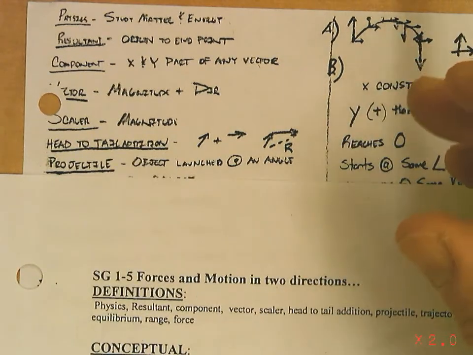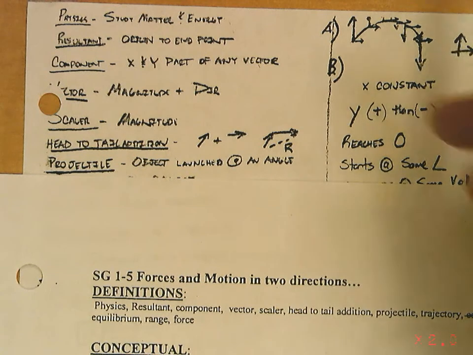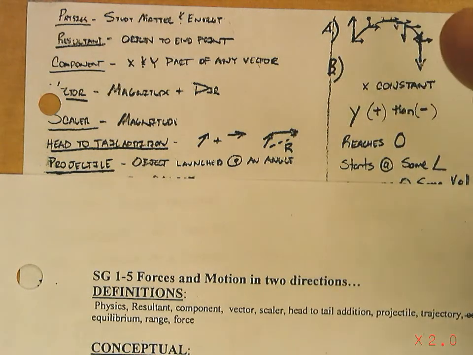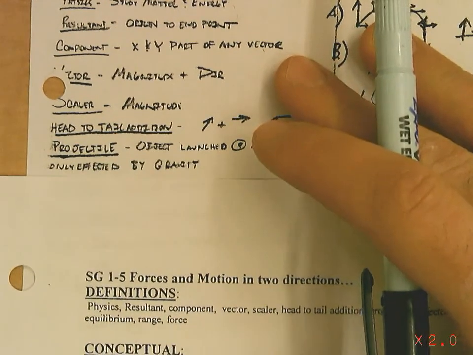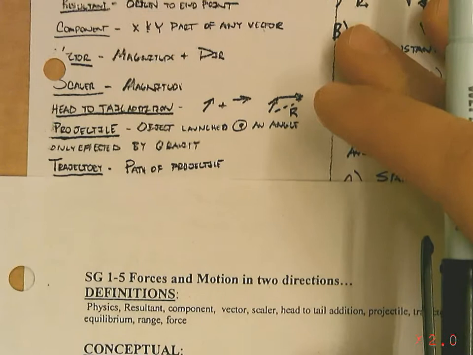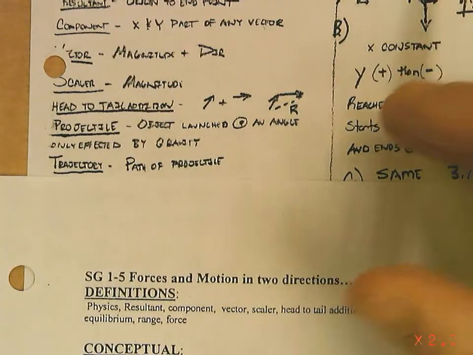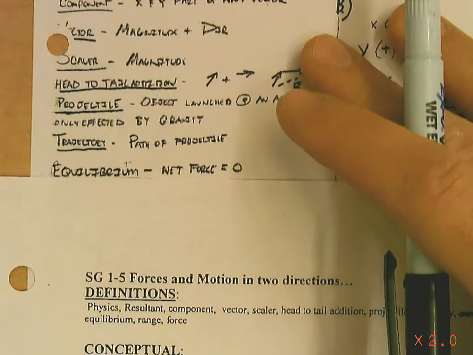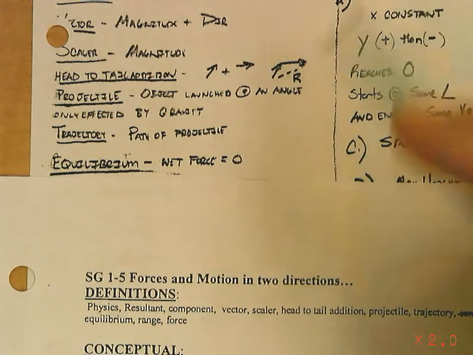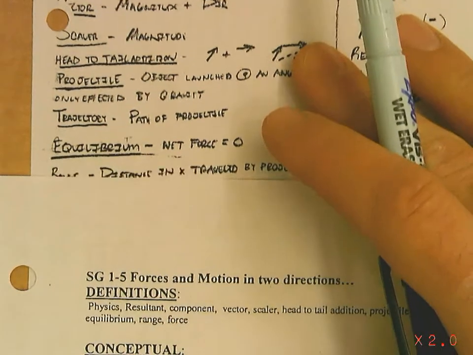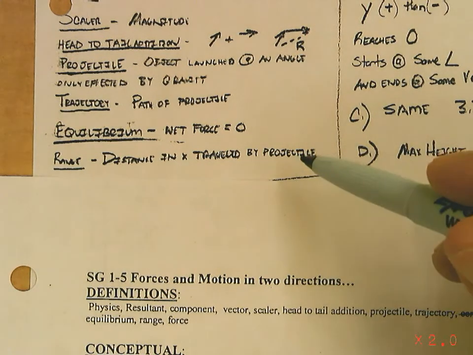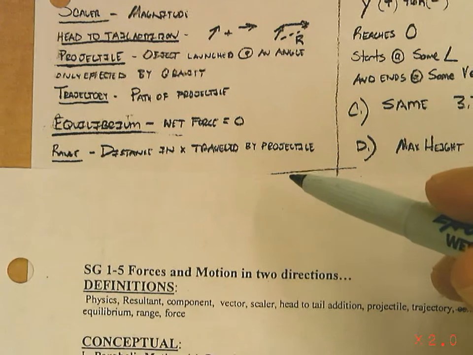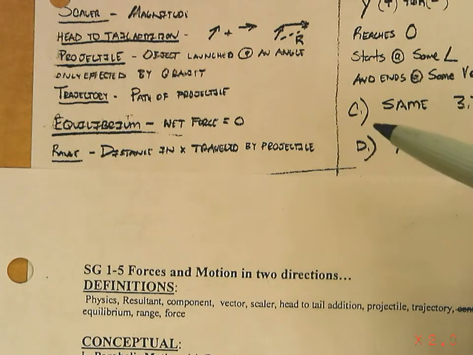Projectile, it's an object launched at an angle. Sometimes the angle is 0, only affected by gravity. Trajectory, that's the path of the projectile. Equilibrium, net force equals 0. Range is the distance in the x traveled by the projectile. So these are our definitions.